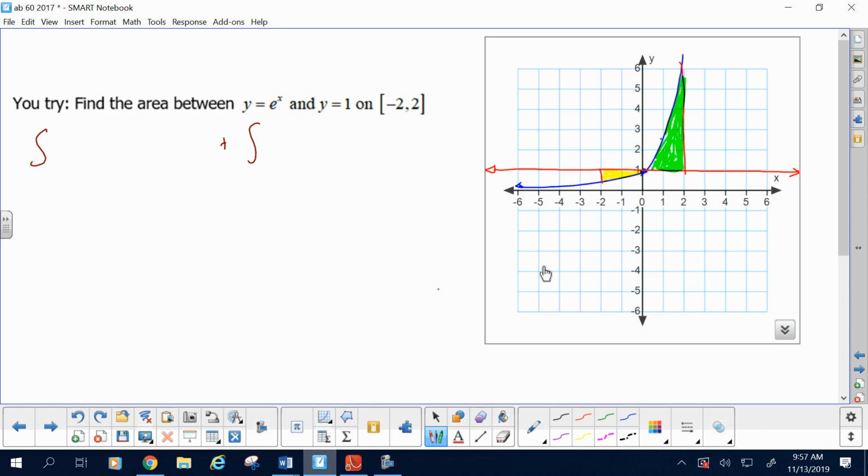What's your first integral, bounds, and integrate? 1 minus e to the x or e to the x minus 1? 1 minus e. And then you do e to the x minus 1 from 0 to 2. All right. Now, if you could just evaluate it, not going with the ridiculous assumption that when you put 0 in, you get nothing. That's not true. You don't even know math if you do that. Exactly, Tommy. You said it.